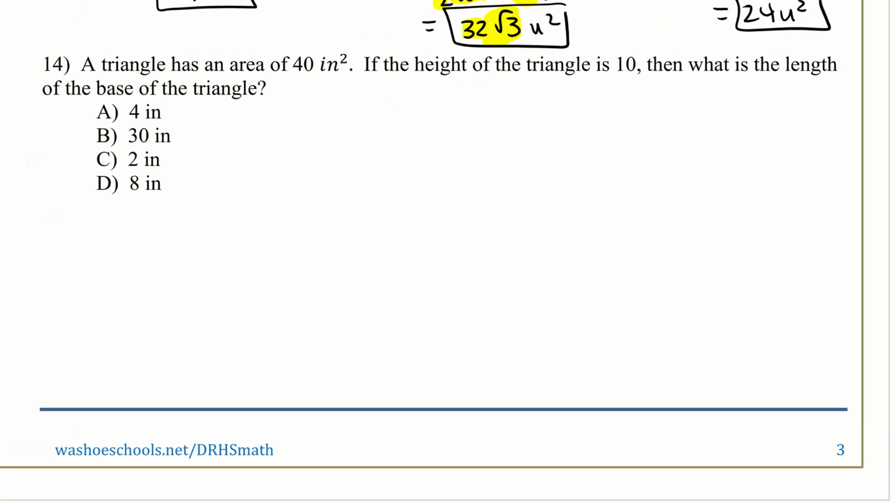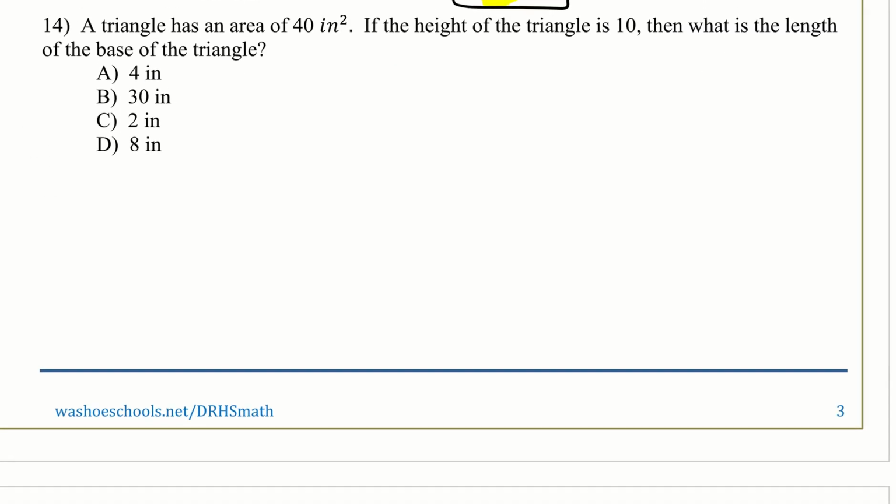All right, let's move on to number 14. A triangle, so we're still working with triangles here, has an area of 40 inches squared. The height is 10, and we want to find the length of the base. Since we have been mentioned the area of a triangle, I'm going to start with that formula.